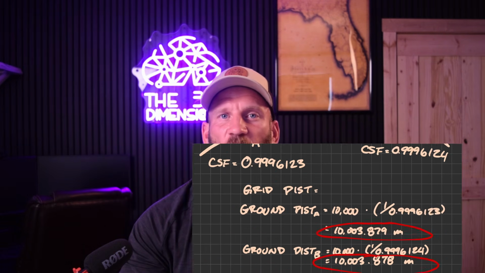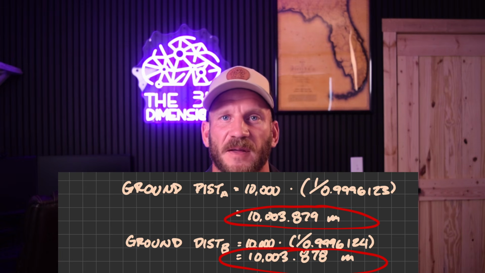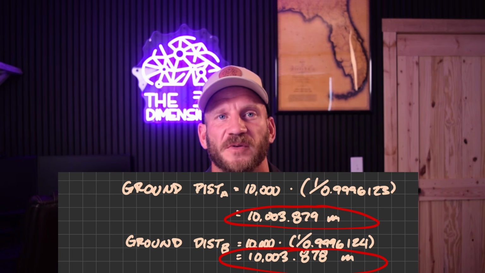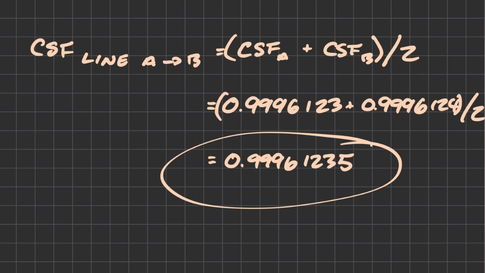For example, point A on one end of the line may have a CSF of 0.9996123, and point B on the other end of the line might have a CSF of 0.9996124. We will get two different ground distances depending on which CSF we choose. If we want to convert a grid distance between 2 points to a ground distance, the distortion caused by the conversion would be reduced if we either calculated the CSF at the midpoint of the line or calculated the CSF at either end and averaged the two.